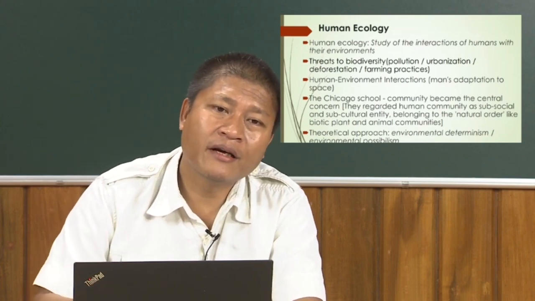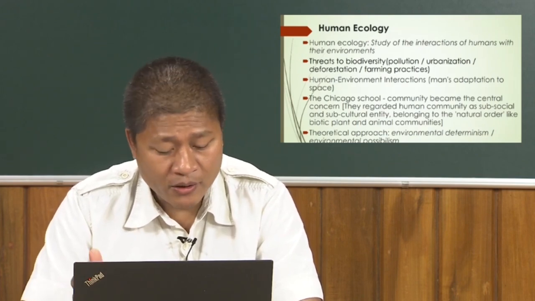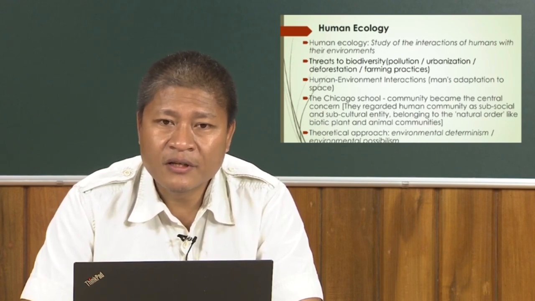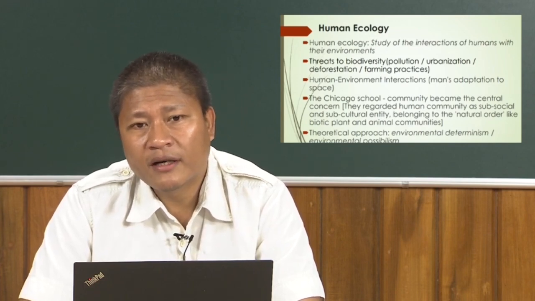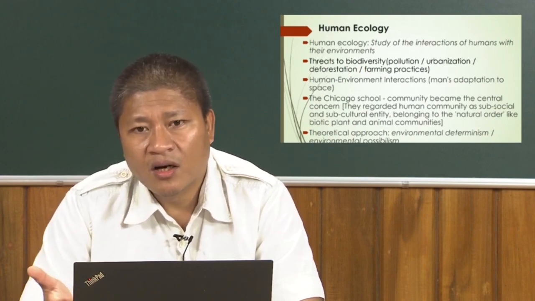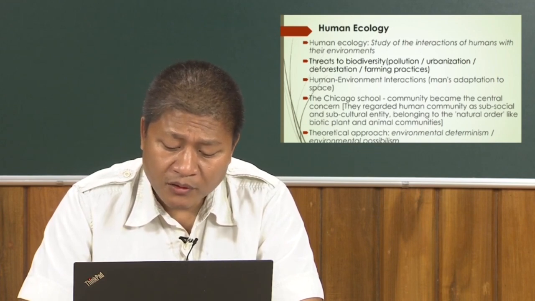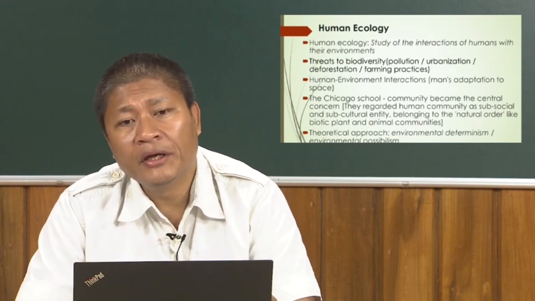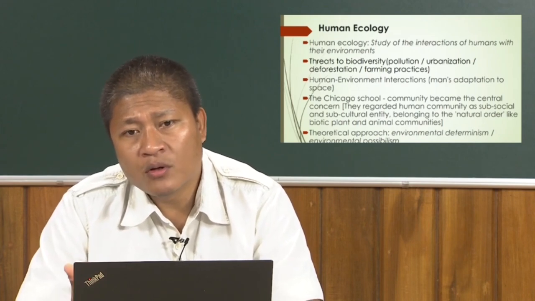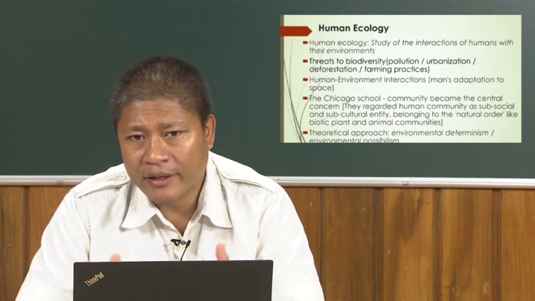Now, human ecology also tries to look at, or investigate, how individuals or an individual society interrelate with nature and with their environment. Now, if you look at human-environment interactions, for instance, there are modes of adaptation to a particular space. Now, despite this, there is an increasing realization that humans, in a way, have posed a certain kind of consequences or danger to the environment.